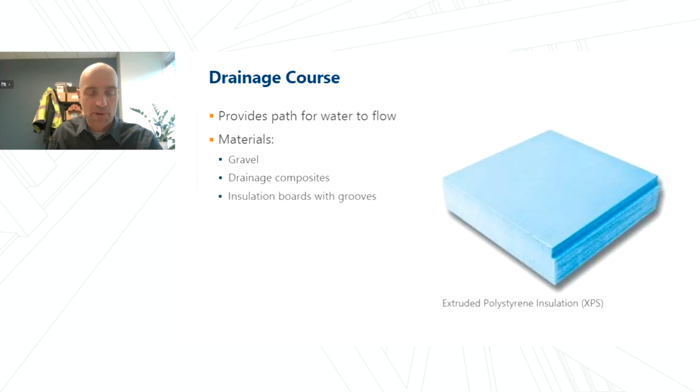And another option, if your plaza includes thermal insulation, are rigid insulation boards with grooves cut in them. The board shown here in the photo is upside down. The groove should be placed on top of the protection layer so that water can flow around the perimeter of the board.